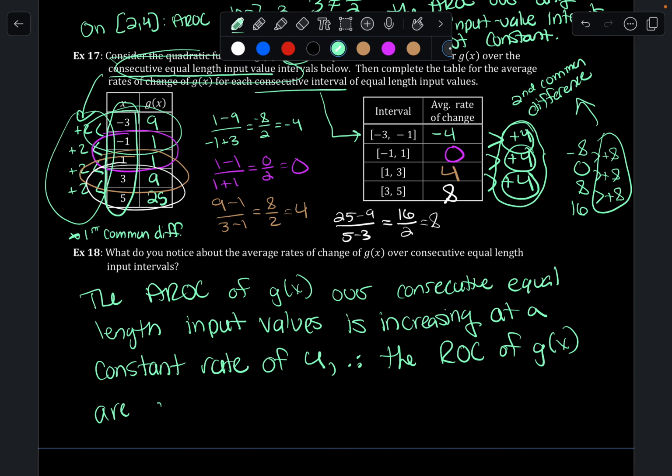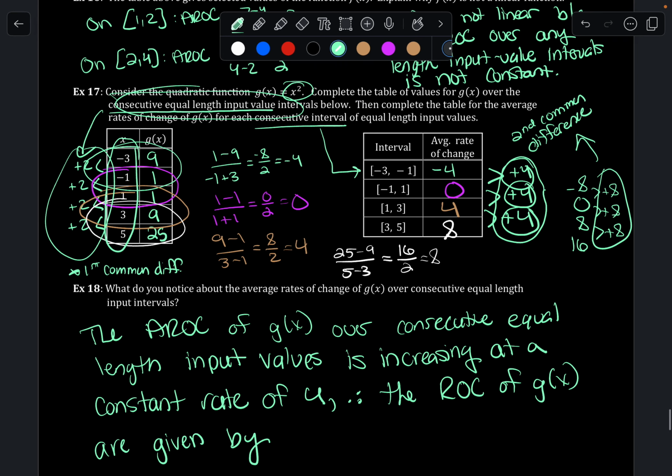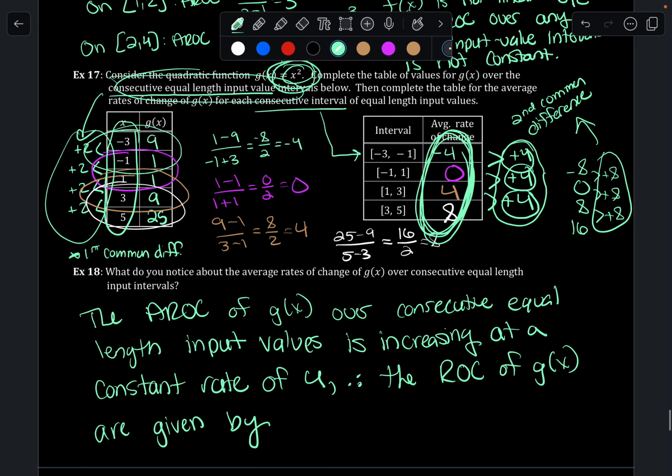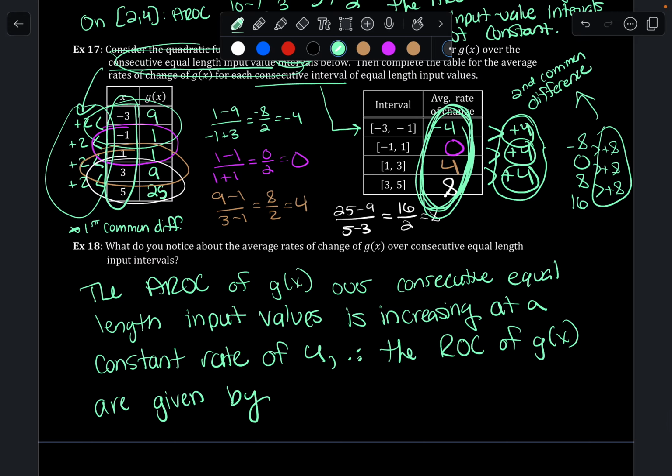are given by, so when I say the rate of change of g of x is given, I'm focusing on these. So now I'm in the realm of the rate of change. I'm not talking about g of x itself anymore. I'm specifically talking about these values. So the rate of change of g of x are given by a linear function.